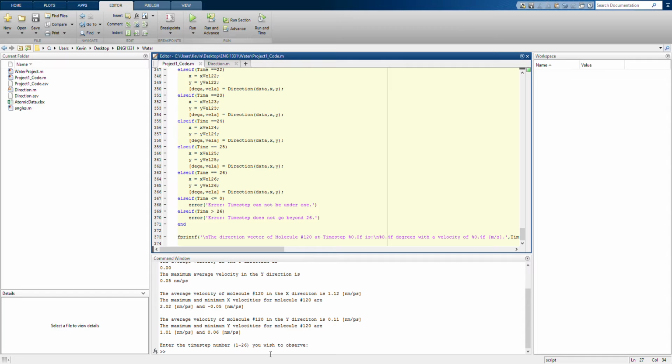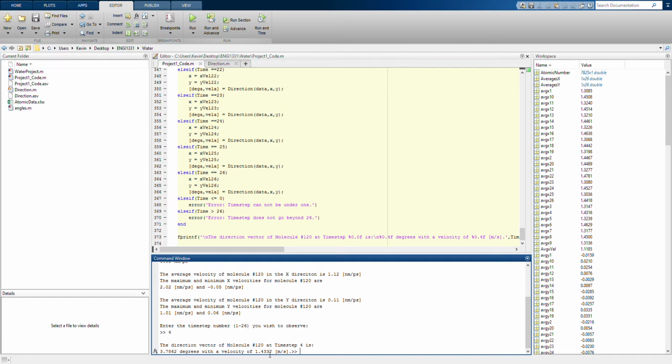I apologize because this recording device lags my computer when it's running, so it's hard to type. So let's say at time step number 4, it prints out the direction and the velocity of molecule number 120 at time step 4 on the bottom of the screen. The direction turned out to be 3.7862 degrees with a velocity of 1.4337. So that was time step 4.